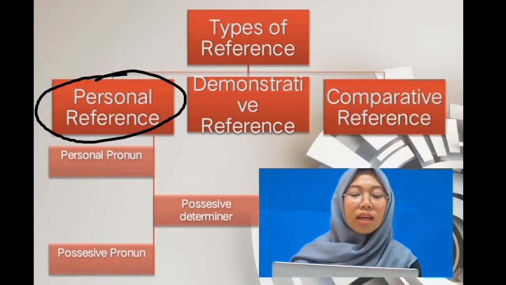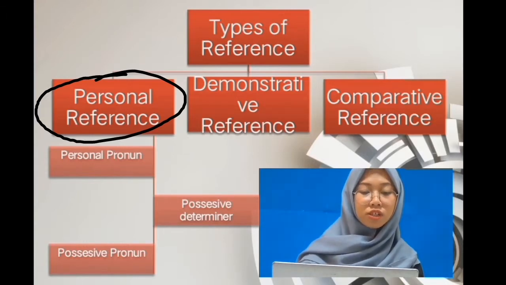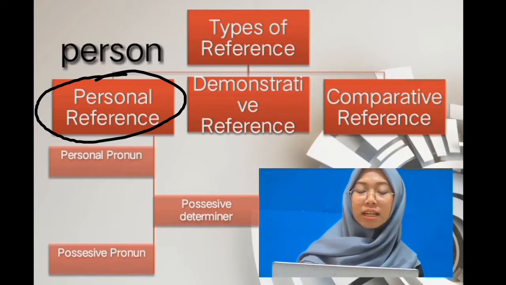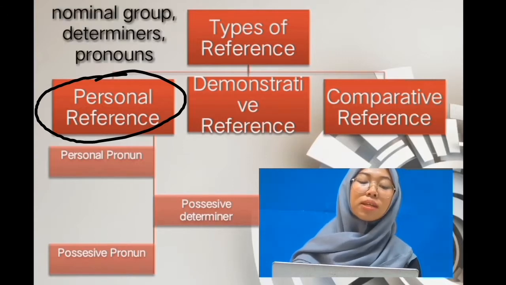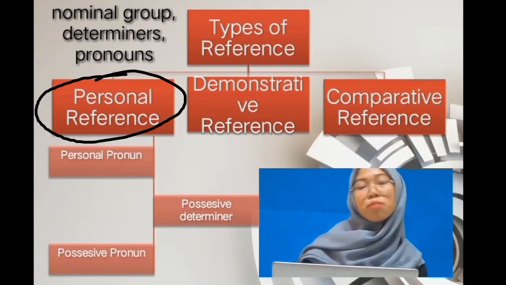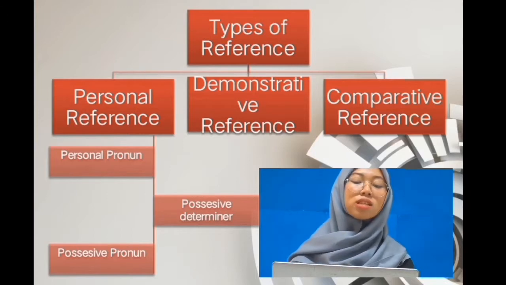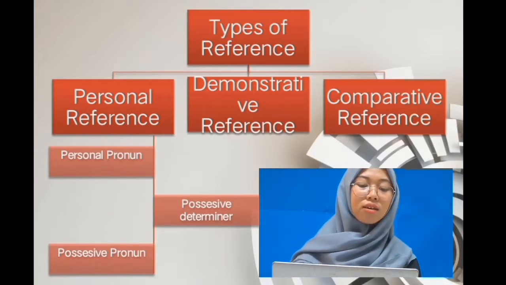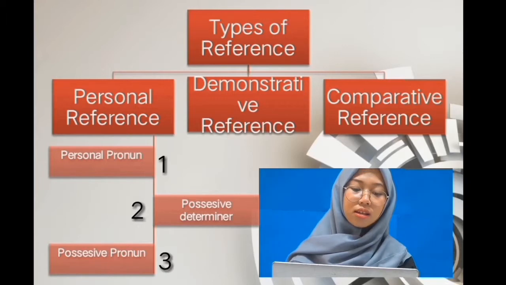Personal reference is reference by means of function in the speech situation through the category of person, and personal reference functions within the nominal group or noun phrase. Determiners and pronouns are the members of this group. This category of personal reference includes three classes. First class is personal pronouns. Second class is possessive determiners. Third class is possessive pronouns.